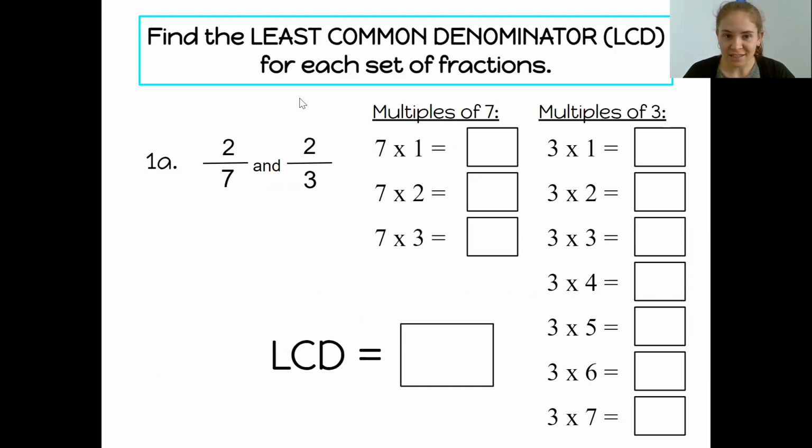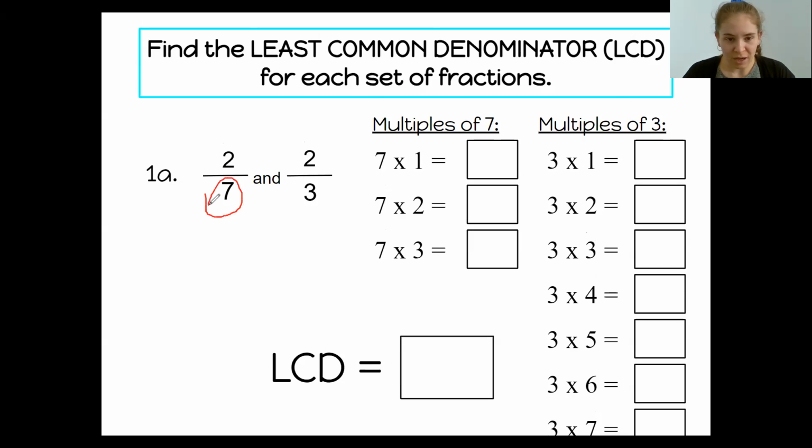This first question is asking us to find the LCD for these two fractions, 2/7 and 2/3. So if we want to circle our denominators, we know 7 and 3 are not the same number, right? These are unlike units. So we're going to use our multiples or our times tables of each number in order to find, well, what's the smallest number that they both have in common? What's the smallest number that's a multiple of both 7 and 3? Well, we're going to find out. So here we go. Let's do our times tables.